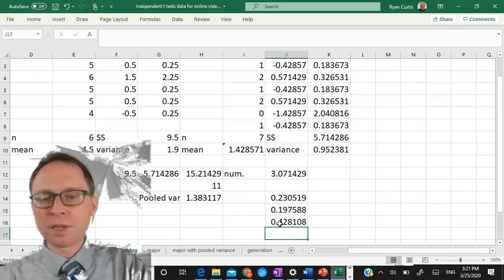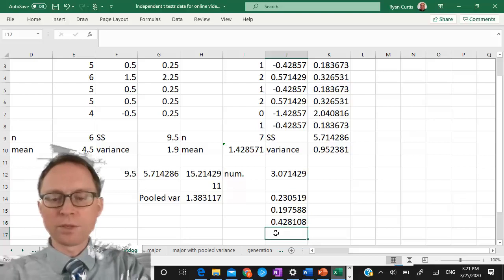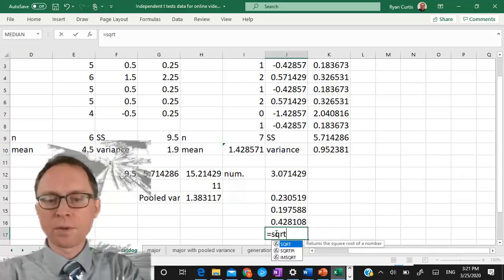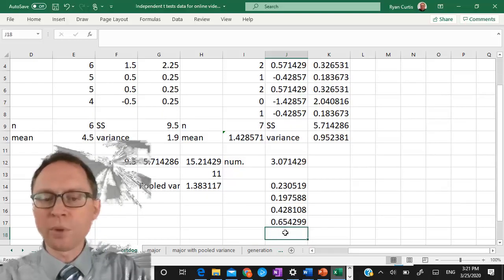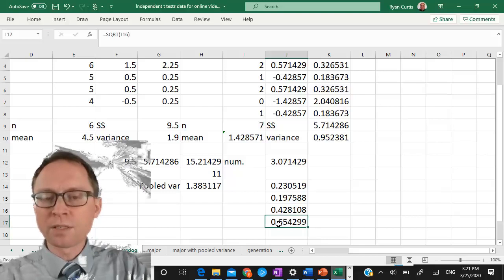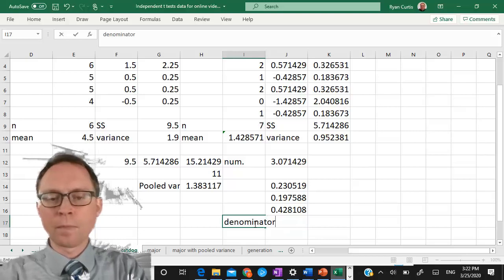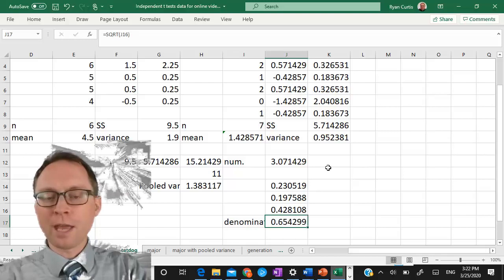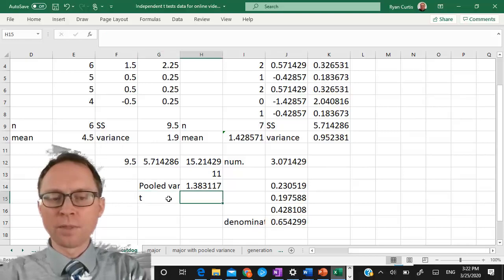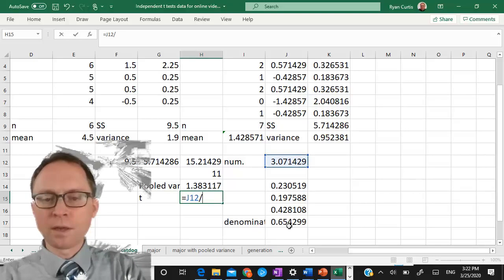Now that's not the denominator yet. This is what we need to get the square root of. So we need the square root of that number. And we get this number right here, 0.654. This is the denominator. Okay? So let's go ahead and calculate our t using pooled variance. So t is going to equal the numerator divided by the denominator.